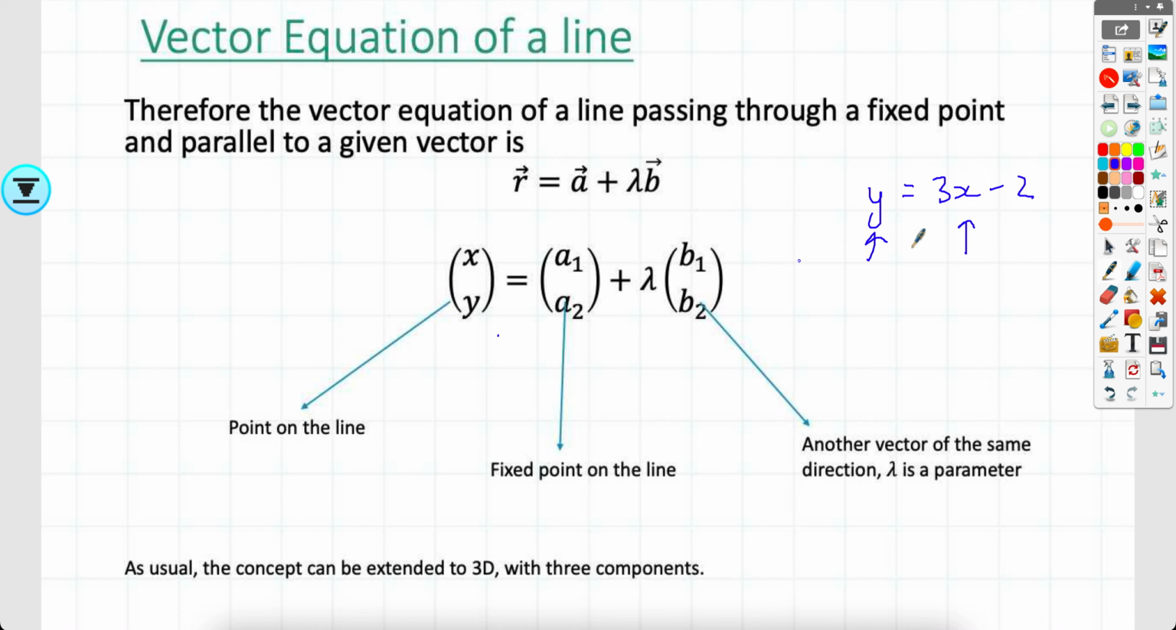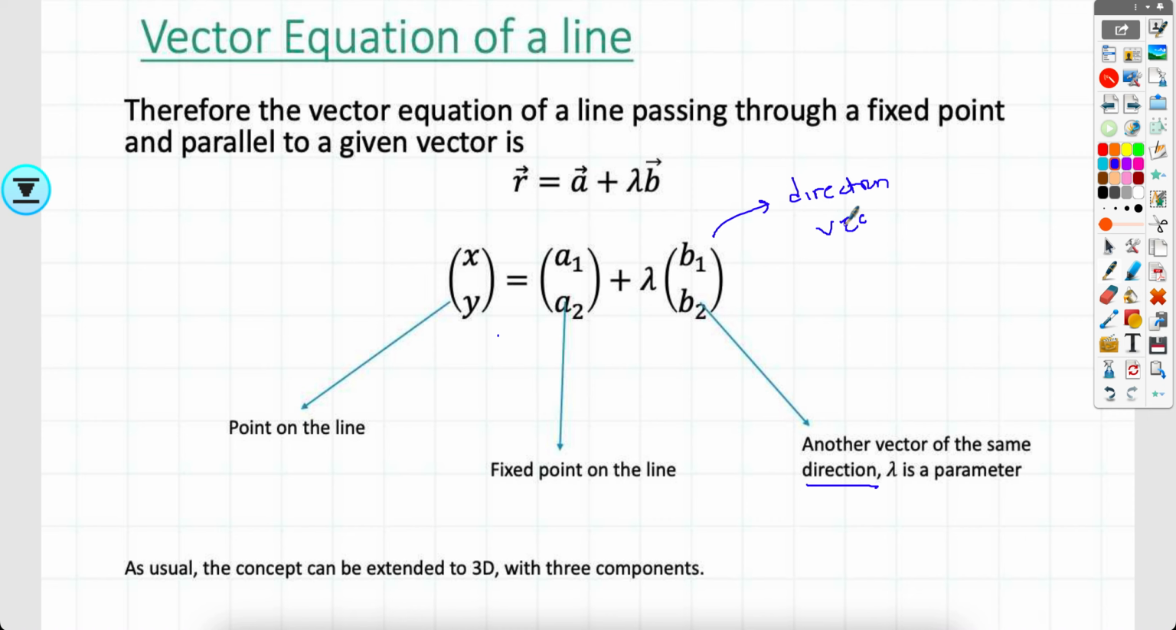It's the same idea. We keep the x and y here as variables, and then the first vector is a fixed point on the line. It's a point that you know goes on the line, and it's what we started with in the beginning, how we established the vector equation of a line. And then the other vector is the direction vector. So you'll see it throughout the questions. We'll be referring to this as the direction vector.